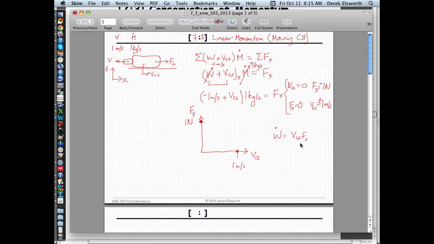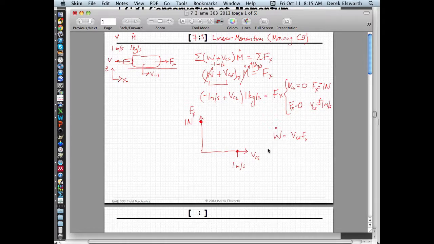Force times length is equal to work. Force times length per time is the rate of doing work, which is power. So force times the distance traveled is the work done. Force times the distance traveled in a given time is the rate of doing work, which is the same as power, which is in watts.